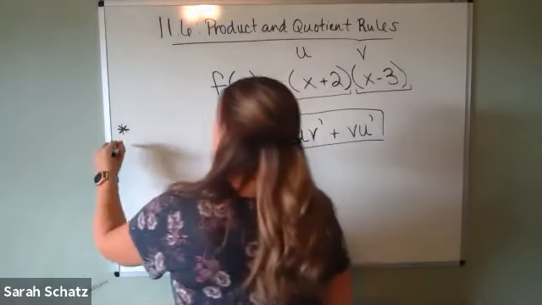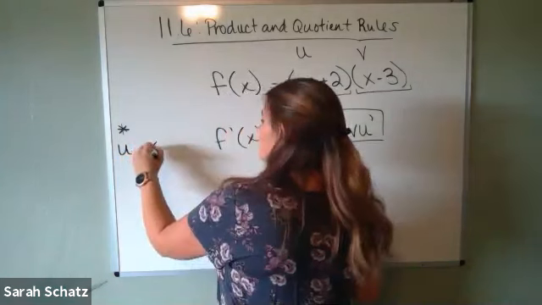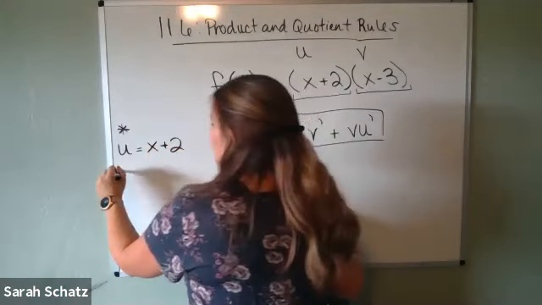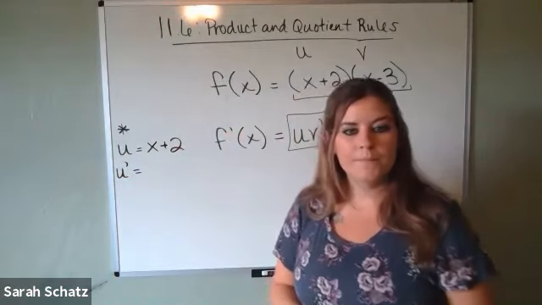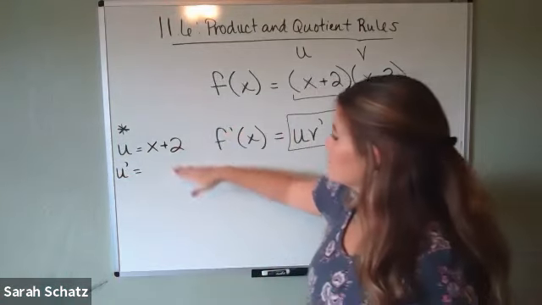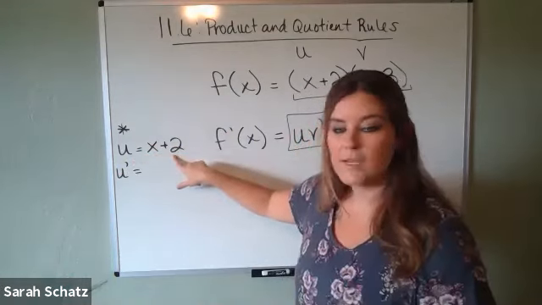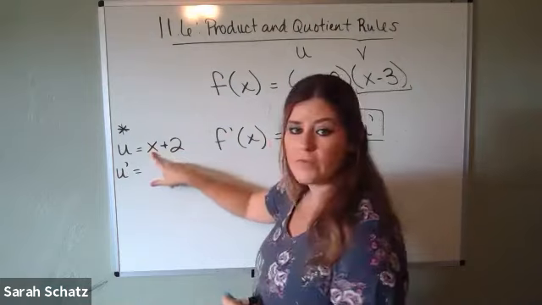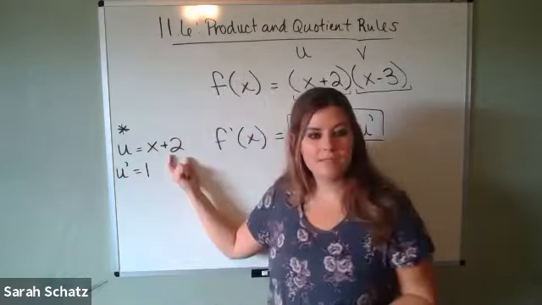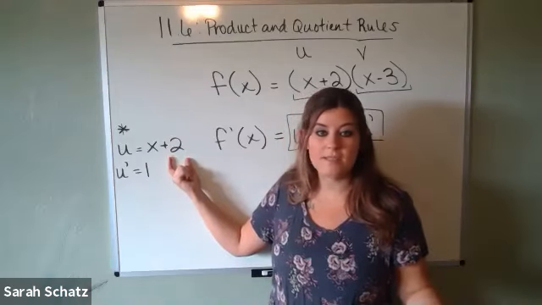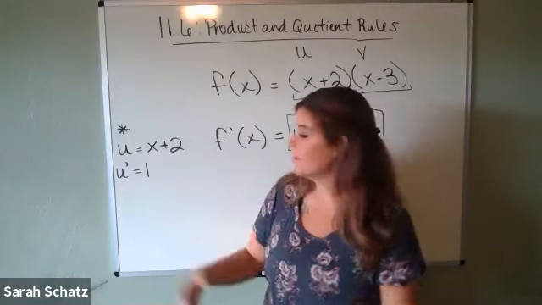So over this side, I'm going to say, okay, well, U is the x plus 2. Then I'm going to find the derivative of U, because I'll need that, right? You guys, derivative of U, I know how to find that. You just go term by term here, right? So the derivative of x, remember that's just 1. This plus 2 is a constant, right? It doesn't have an x in it, so I know that goes away. So the derivative of U in this case is just 1.